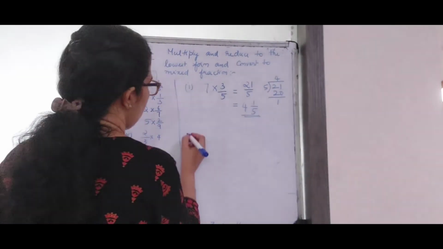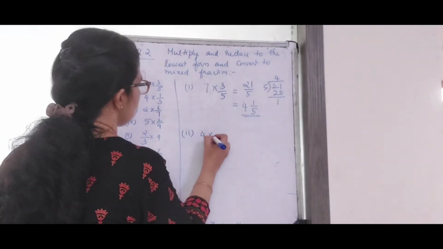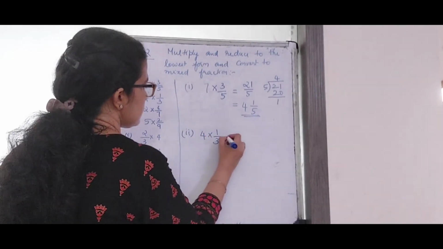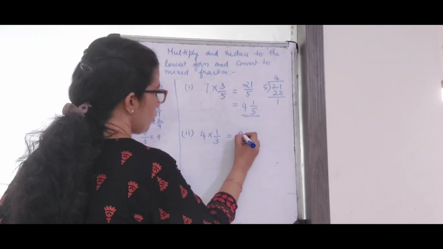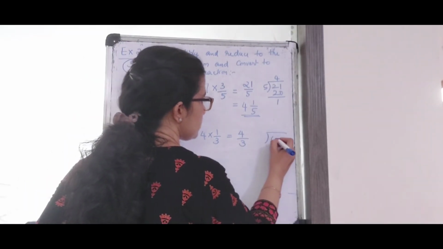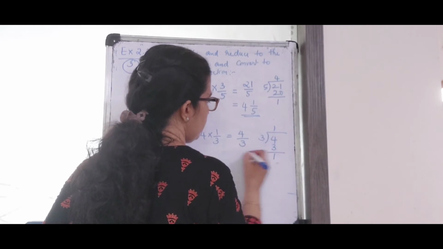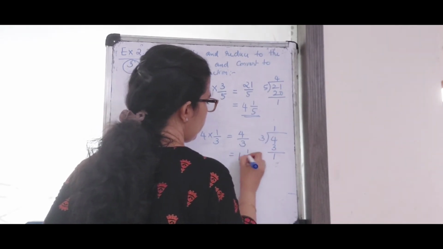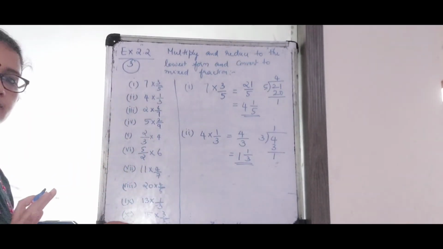Now let's take the second problem. 4 into 1 by 3 is equal to, how can you write 4 into 1 by 3? 4 into 1 is 4, 4 by 3. So 4 by 3 if you convert to mixed fraction, 1 3 is 3, 1. So the answer is 1, 1 by 3. See, it is very easy, right?